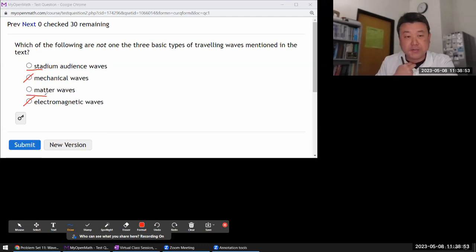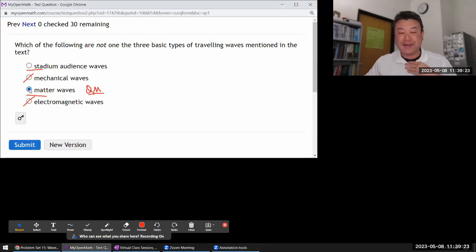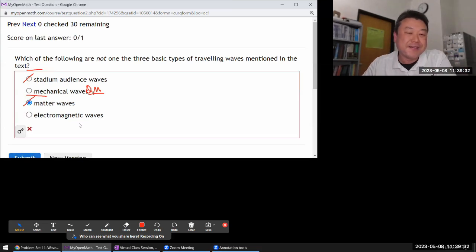I know in my own lecture, I actually mentioned stadium audience waves as an example of a non-physical kind of wave, as a way to demonstrate the generality of waves. I don't know if that's mentioned in the textbook. And matter wave, it's a quantum mechanics topic. I can imagine the textbook mentioning it. Let me go with matter waves because that's consistent with my lecture. Now, if I'm wrong about the matter waves, I'm going to go back and choose this one, because that's probably the correct answer then.